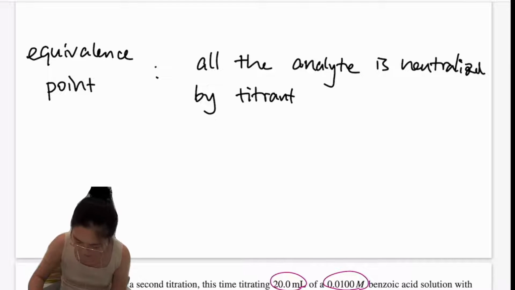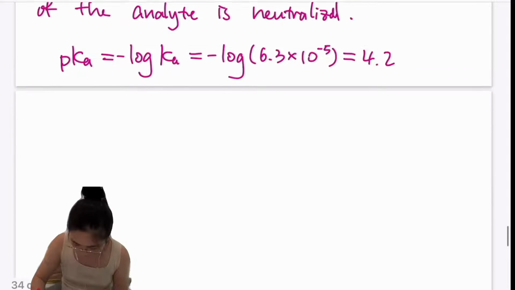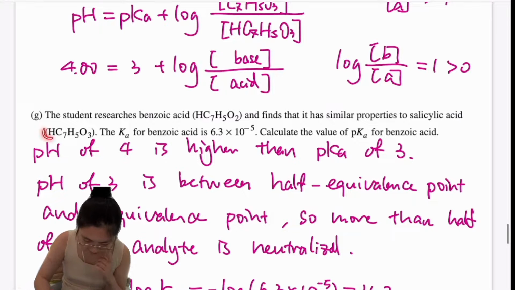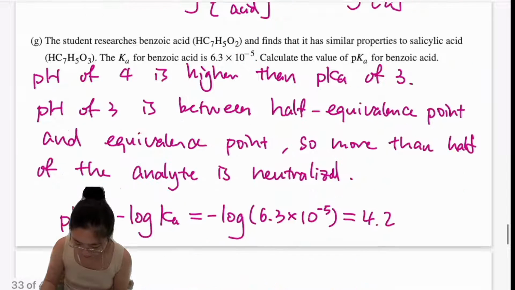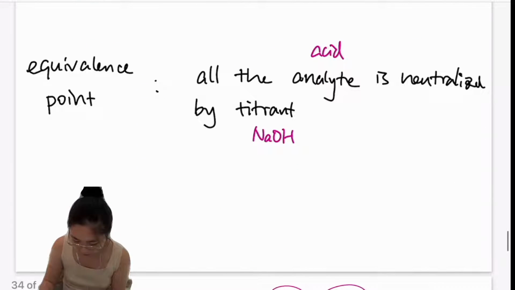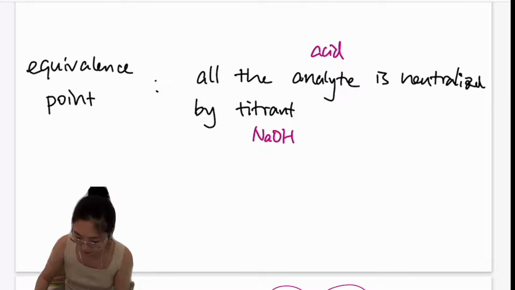And in this case, the analyte is the weak acid, the benzoic acid, and the titrant is the strong base, sodium hydroxide. The benzoic acid has 1 proton. It can donate at most 1 proton. So the mole ratio in which benzoic acid and sodium hydroxide react is 1:1.